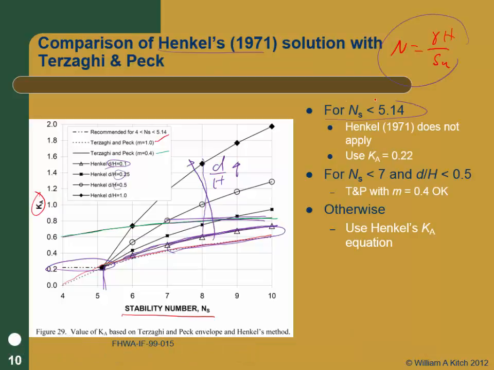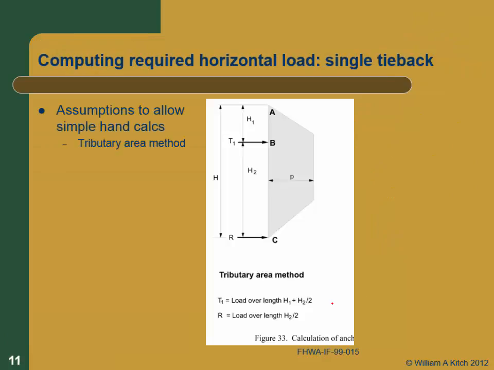For N less than 0.51, we're just going to use 0.22. For N less than 7, but DH relatively low, we're just going to use Terzaghi and Peck's with m equal to 0.4, so that's the solid line. So in here, you're going to use this one. And then for everything else, you need to use Henkel's equation. So that's how you're going to calculate the total loads.